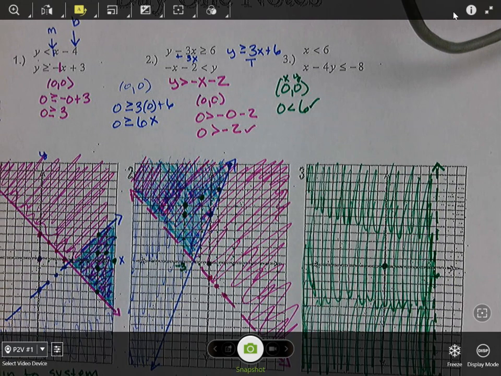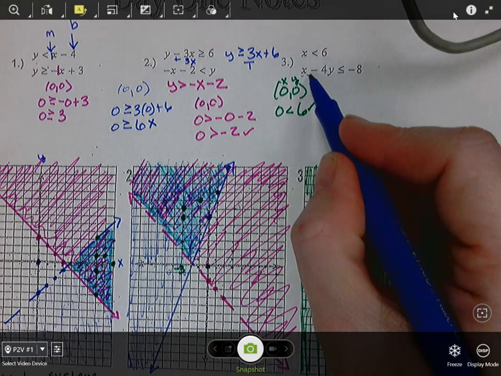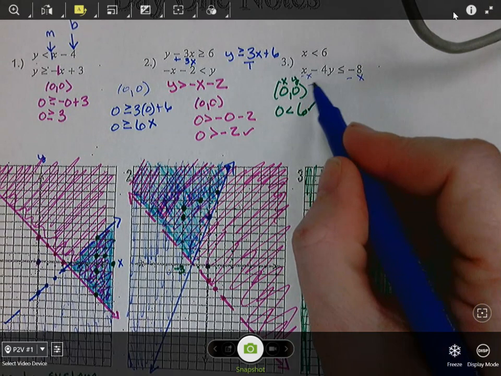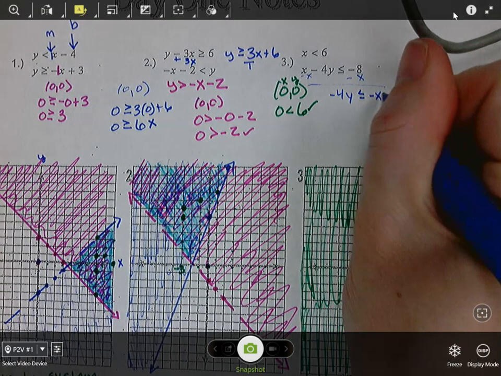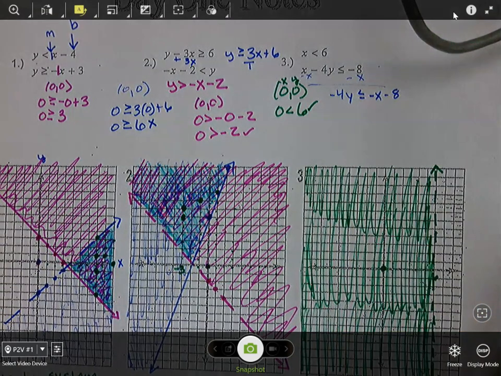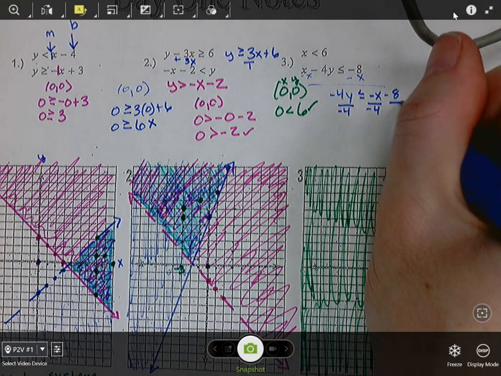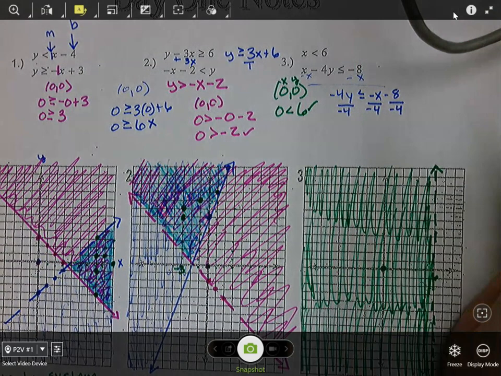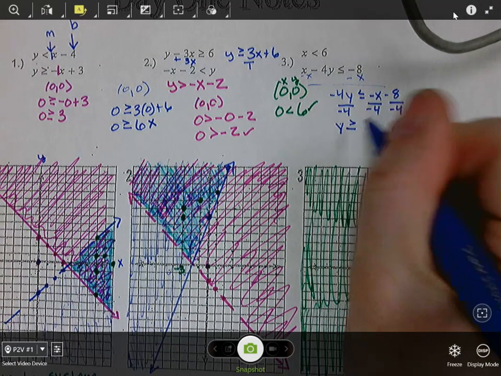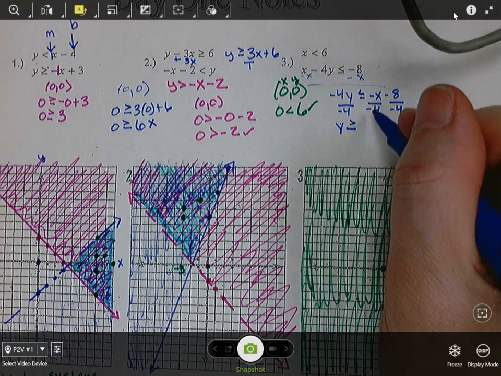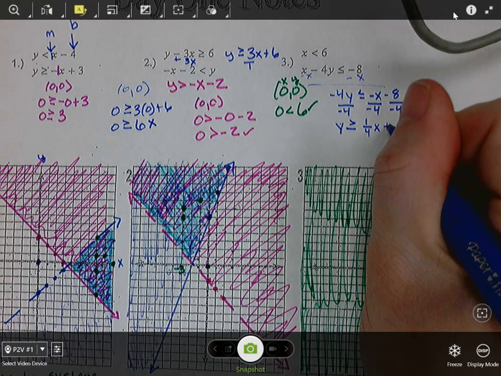Okay. All right, now let's do the next one. In order to get this one in slope-intercept form, first I have to subtract x over to the other side. And I get negative 4y is less than or equal to negative x minus 8. And then you divide everything by negative 4. And what do I have to remember since I divided by a negative? Flip your sign. Negative 1 divided by negative 4 is positive 1 over 4, x plus 2.